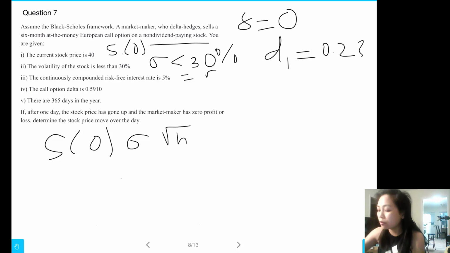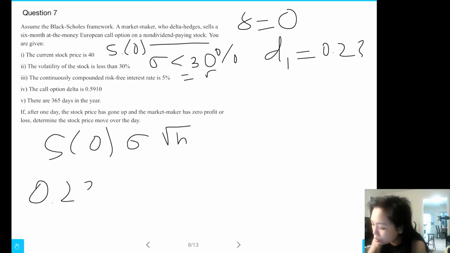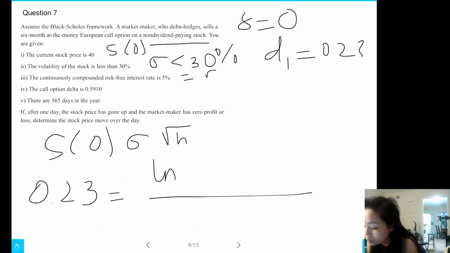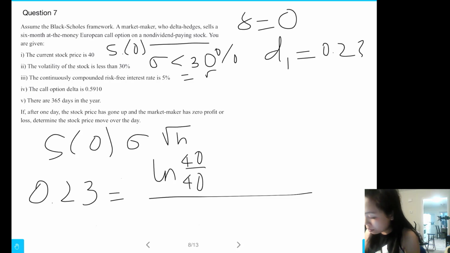I'm gonna erase the board. So we got 0.23 is equal to the natural log of S0 over K. Is K given here? K is not given, so we assume it is the same as the initial price, so it should be 40 over 40, right, 40 over 40. Plus r is 0.05.